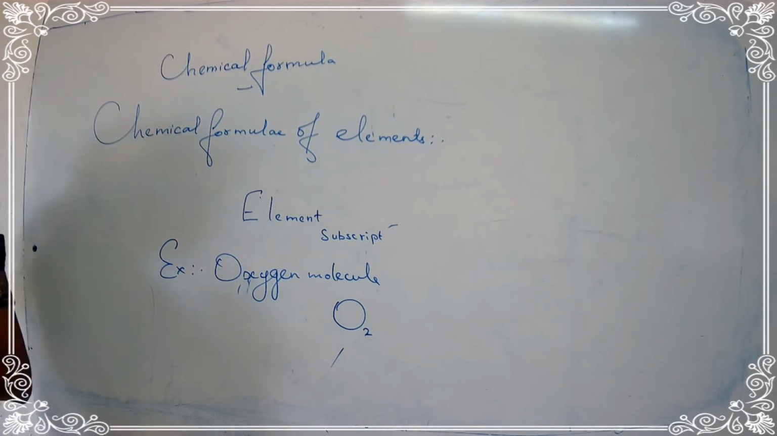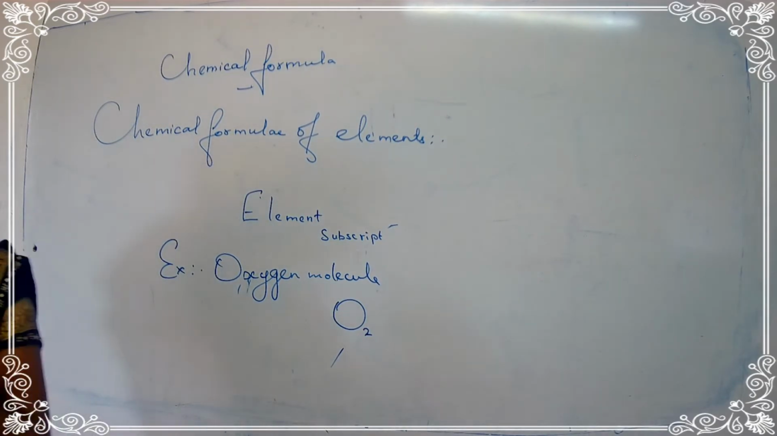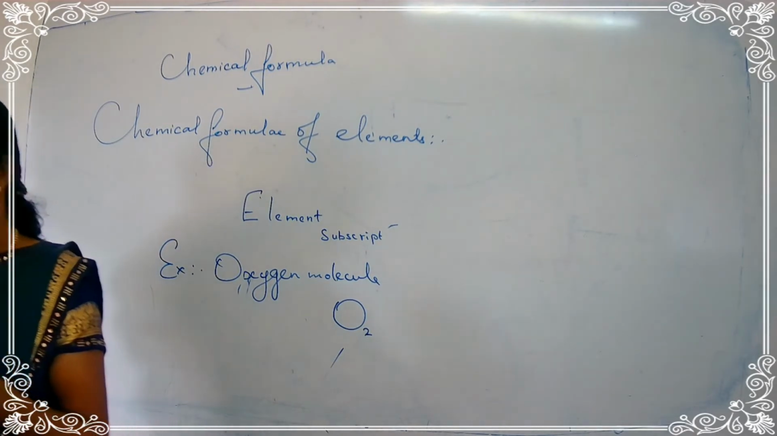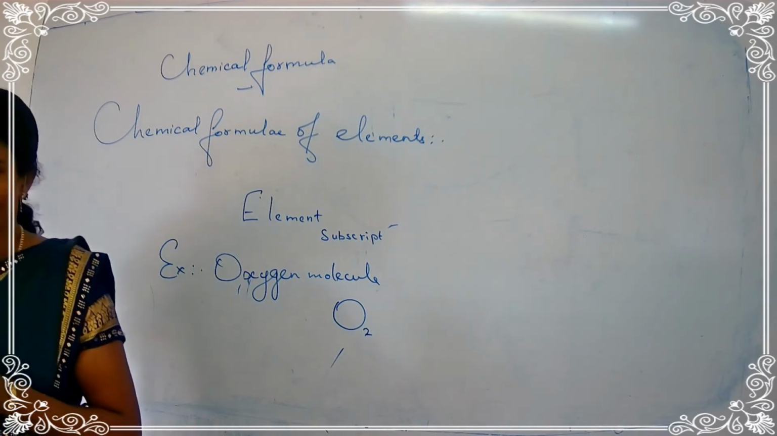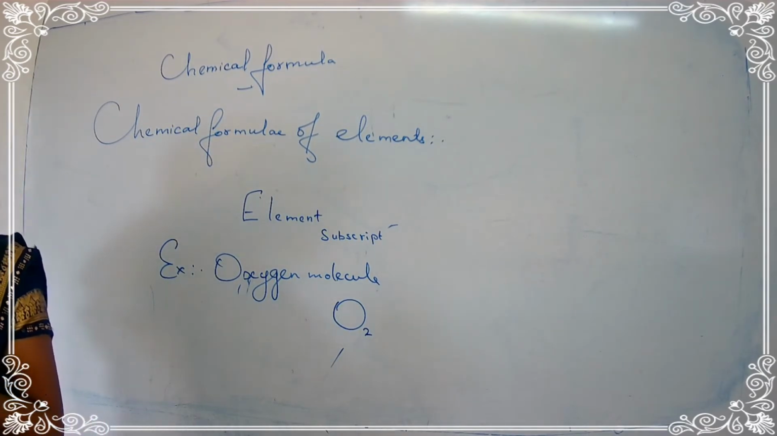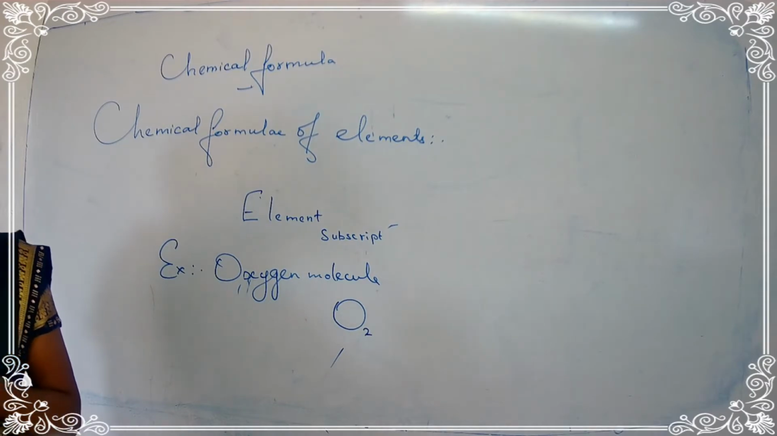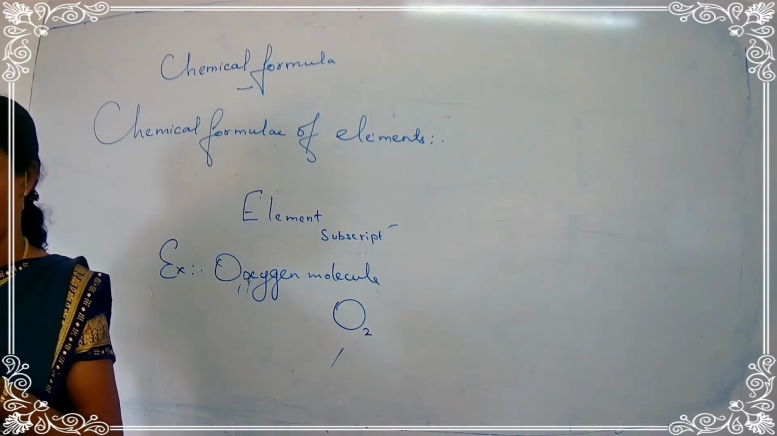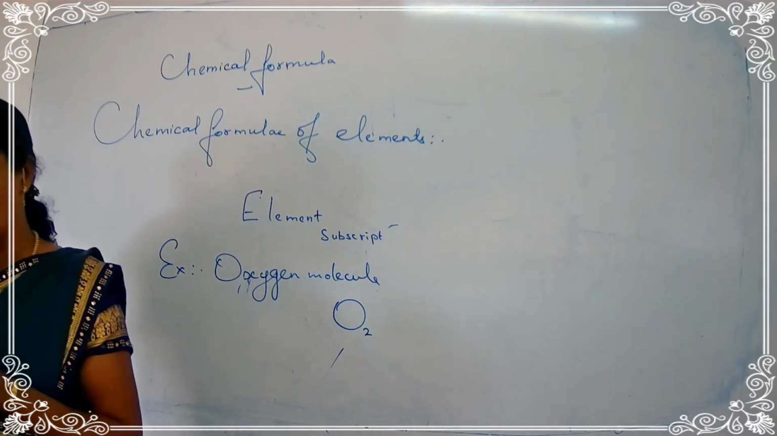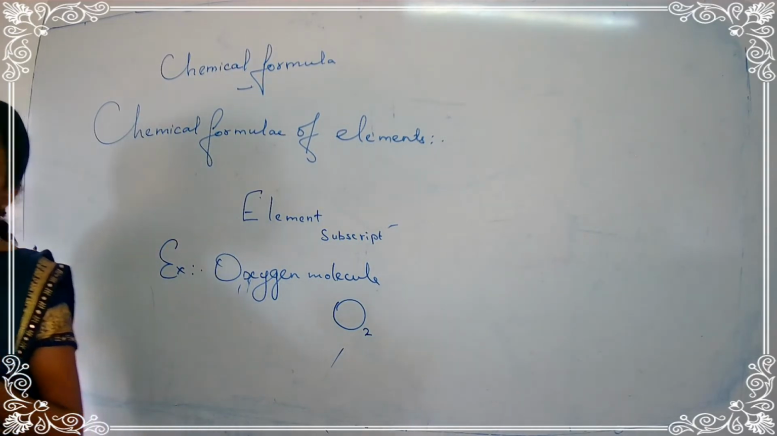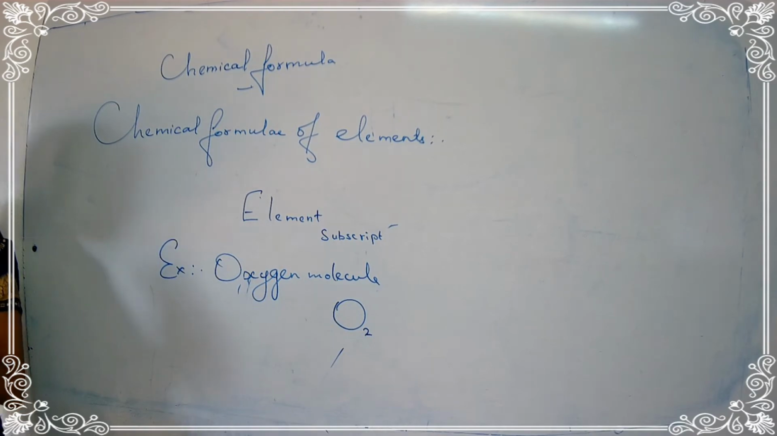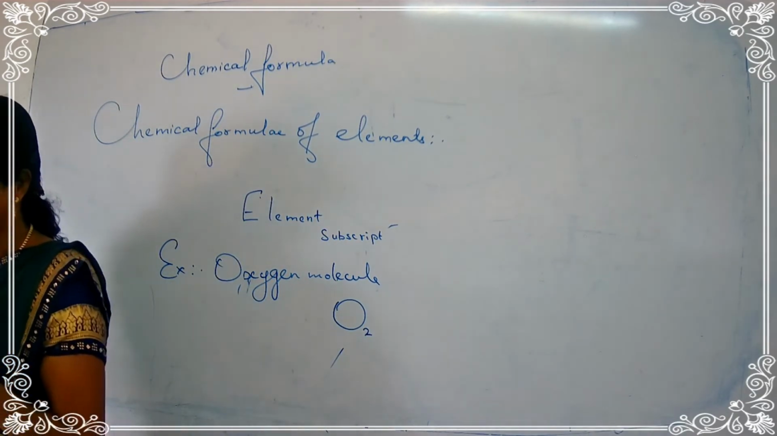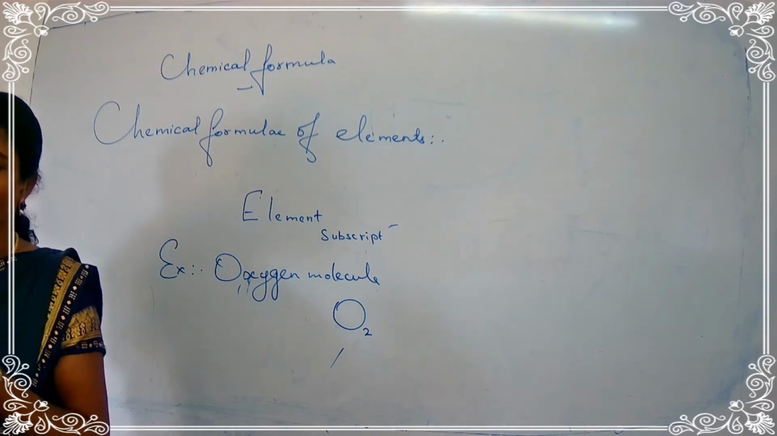Now elements like helium, carbon, sodium exist as a single atom. They have only one atom, so we call them monoatomic elements. Mono means one. If the elements have only one atom, they are called monoatomic elements. Are you listening, children? Can you understand this?